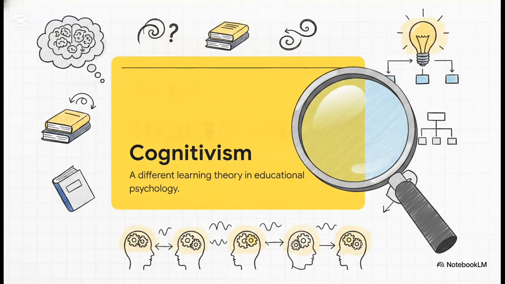Next, we have cognitivism. This theory tells us that learning isn't just about getting a reward. It's heavily based on internal mental processes, like thinking, memory, and problem solving. The best example of this? When you ask your students to draw a mind map on the board before writing an essay. They're actively organizing their thoughts. You are naturally engaging their minds, their cognition, to get the job done.